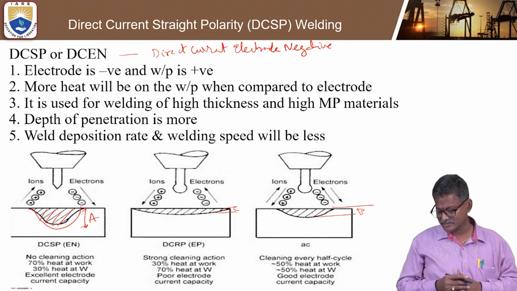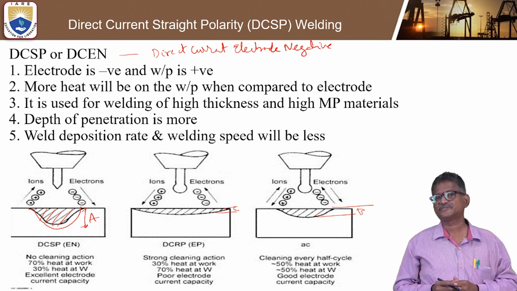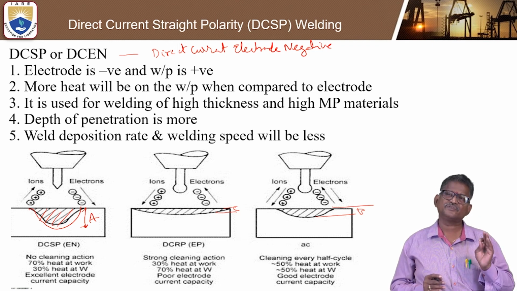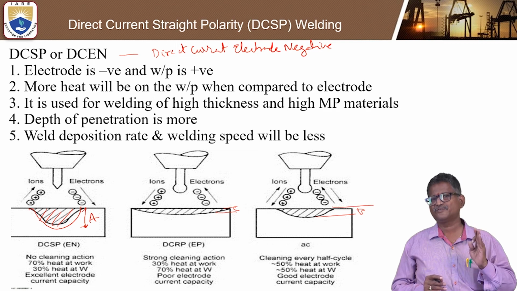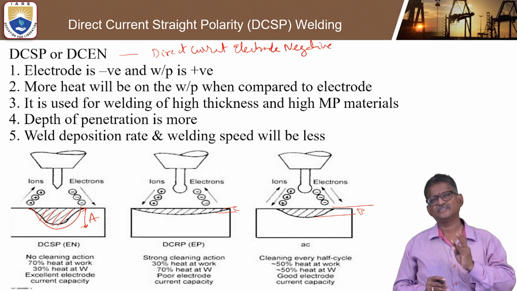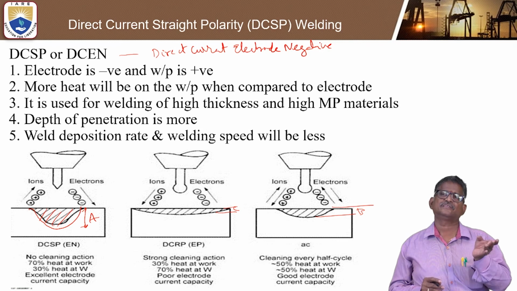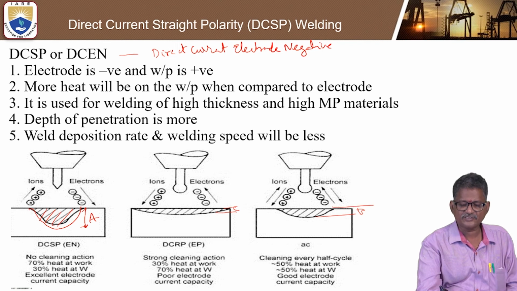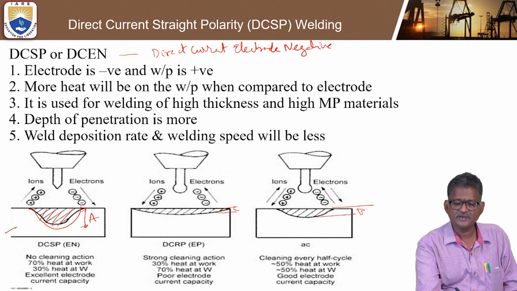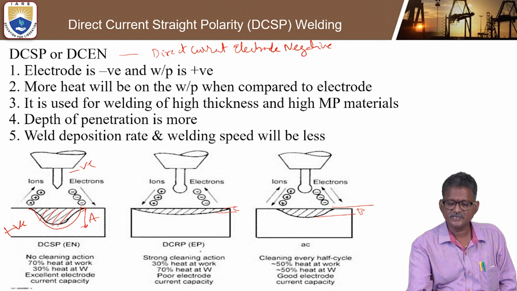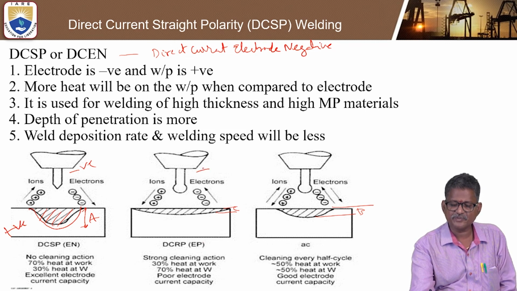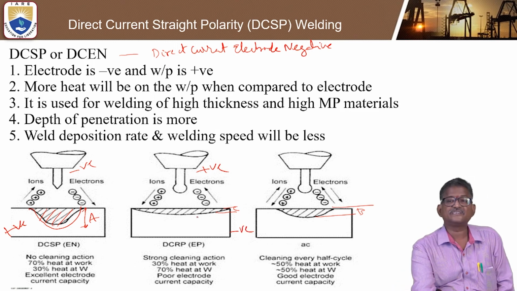Many times they ask this question in competitive examinations also. That is why the student should understand clearly what type of power can be used, AC or DC. If you are using DC, it is either straight polarity or reverse polarity. Straight polarity means the workpiece will be positive and electrode will be negative. But in DC electrode positive, the electrode will be positive and workpiece will be negative, so there is a low penetration rate.